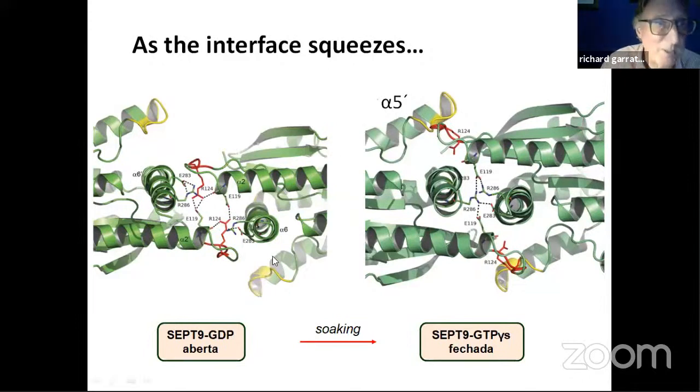It's really quite interesting what happens when the interface opens and closes. On the left is the open interface. There's a whole bunch of salt bridges which are formed in the open interface. When the interface closes, those same residues all of a sudden become involved in a completely new set of salt bridges, and they involve this region here shown in yellow, which is called a polyacidic region, which is partly involved in interacting with the polybasic region of the alpha helix itself.